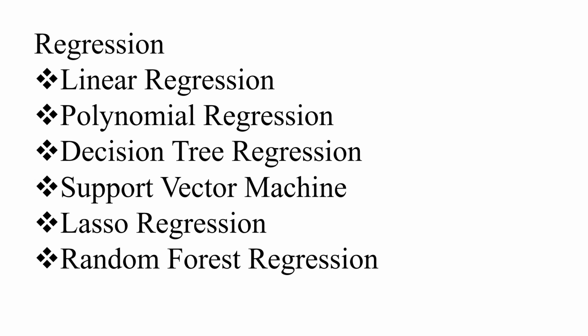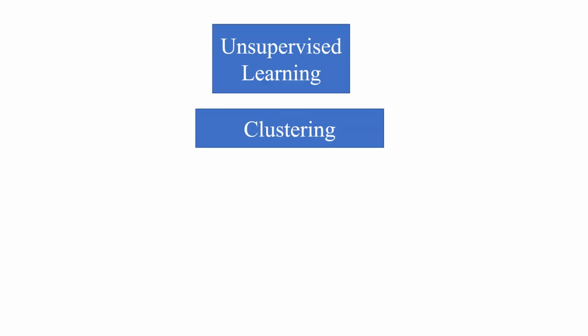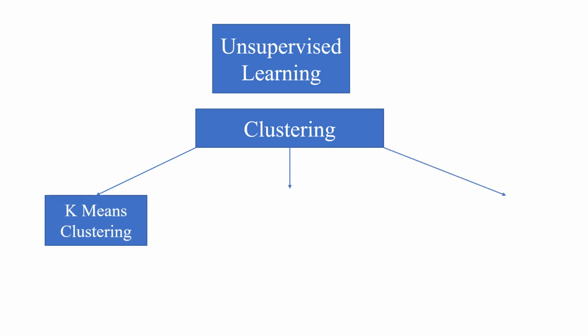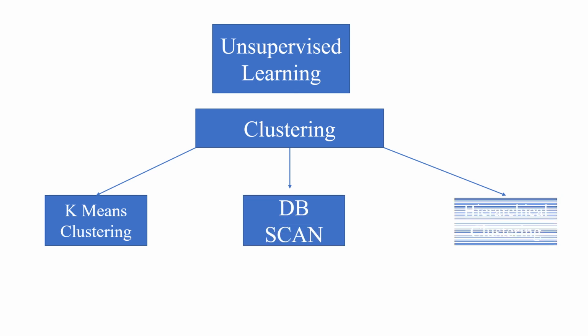Now, let's deep dive into unsupervised learning. Unsupervised learning is nothing but clustering. Basically, we are finding patterns in the data and dividing the data into different classes. So, the different algorithms in clustering are k-means clustering, DBSCAN, and hierarchical clustering. I hope the introduction of machine learning and the different industry use cases and the different types of machine learning and their different algorithms is clear for one and all.